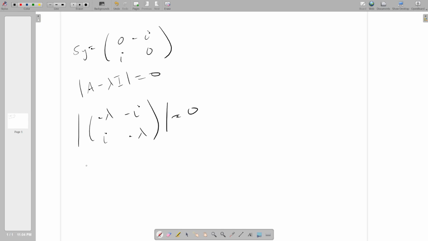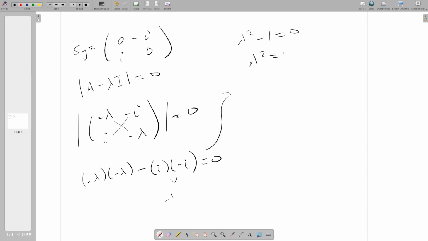From here, we can get our characteristic polynomial. The determinant is this minus this. So we have negative lambda times negative lambda, minus i times negative i, equal to 0. That gives lambda squared, and i times negative i becomes 1, so we have lambda squared minus 1 equals 0. So lambda squared equals 1, and lambda equals plus or minus 1. Those are the eigenvalues, as with the other Pauli matrices, so that's exactly what we would expect.